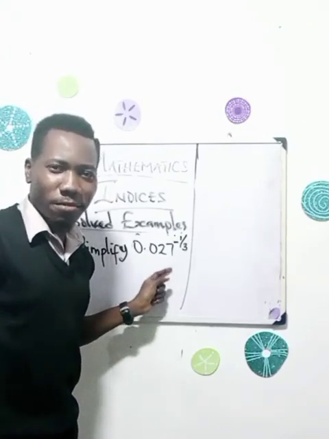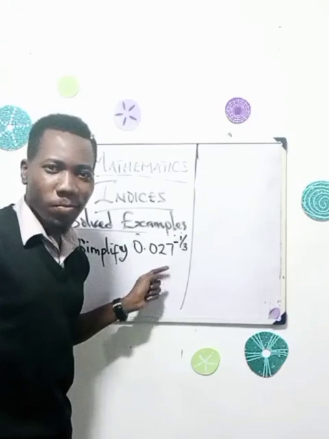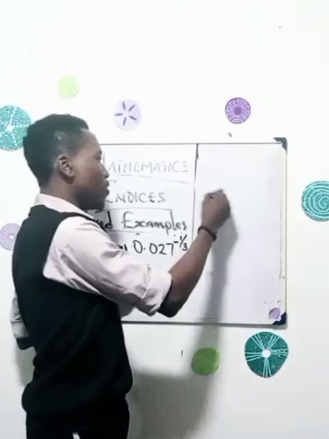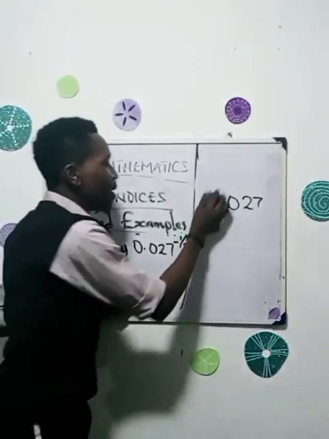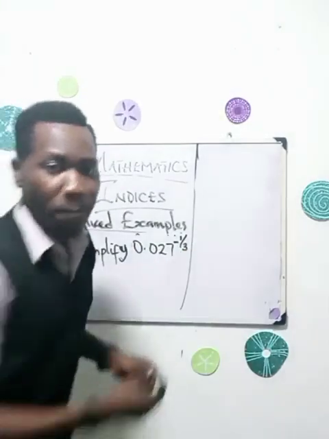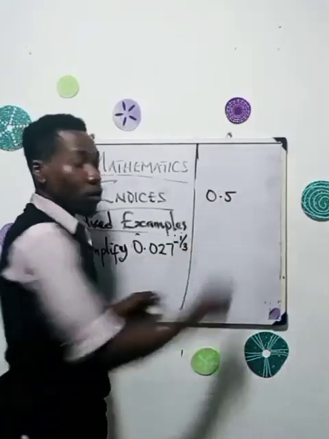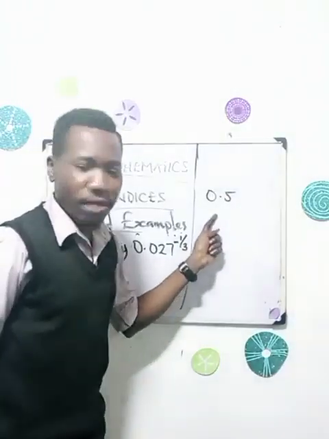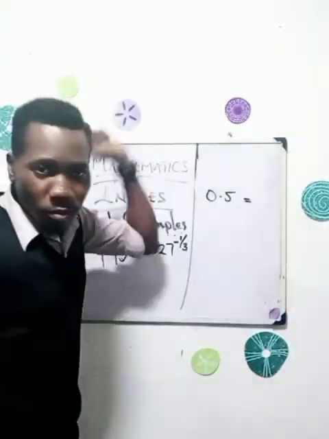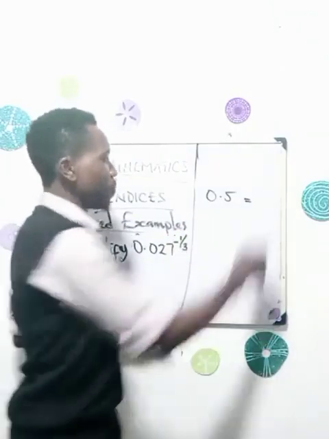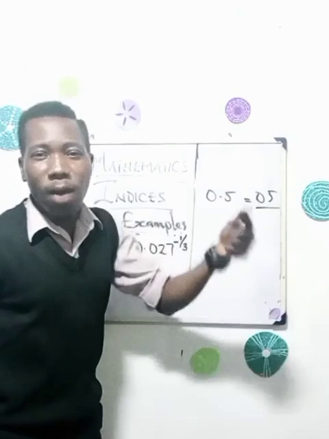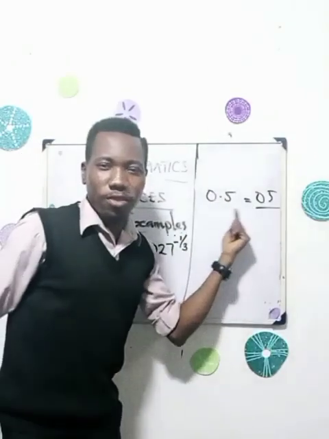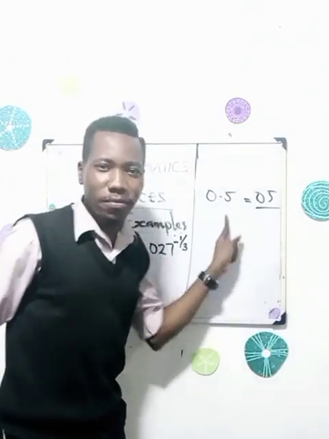And I think we've talked about that before. How do we change 0.027 to a fraction? Okay, let me just quickly explain that. Anytime you have a decimal, for example, 0.5, you want to change this to a fraction. So what you want to do, remove the decimal point. What are you going to have? 5 over any power of 10 that will correspond with the decimal places that we're having.